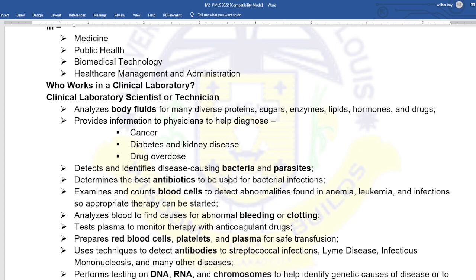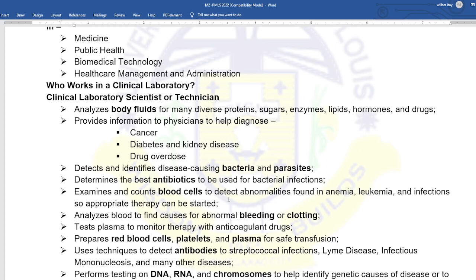So we determine if the antibiotic is still susceptible or resistant. Okay, kasi kung resistant na siya, dapat hindi na siya ginagamit dun para mamatay yung bacteria. Okay, but it's not us who place the prescription. It will still be the doctor. Sila pa rin yung magpe-prescribe.